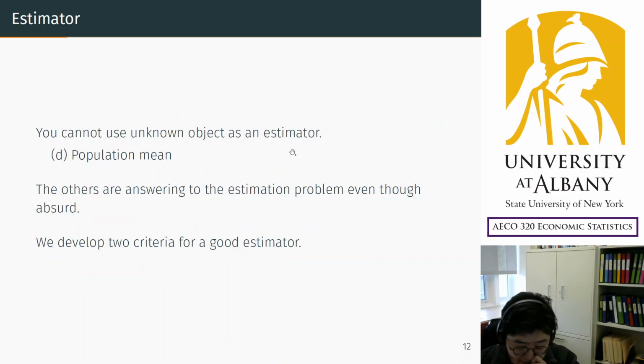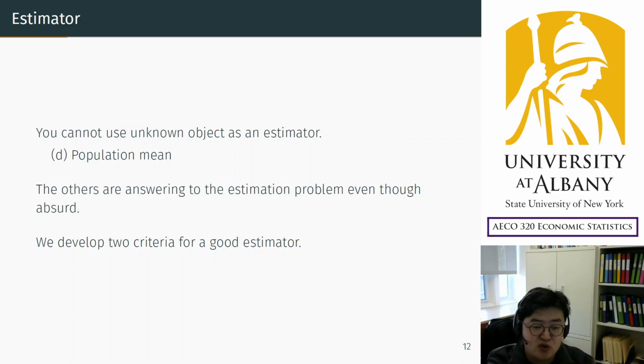So now it is simple. The first requirement was simple. You should be able to calculate the estimator. That is the minimum requirement. And then the next question is, what is a good estimator?